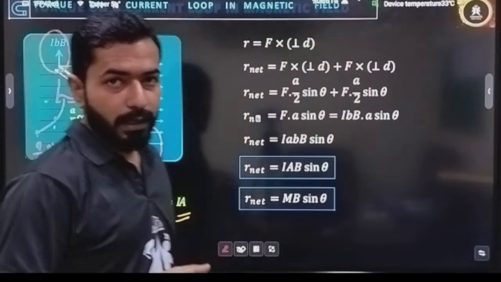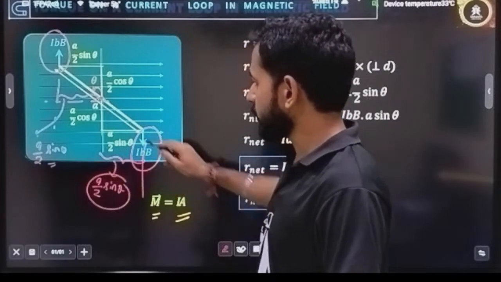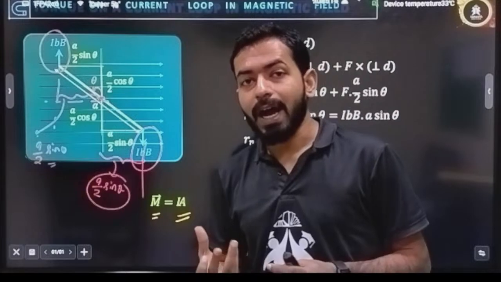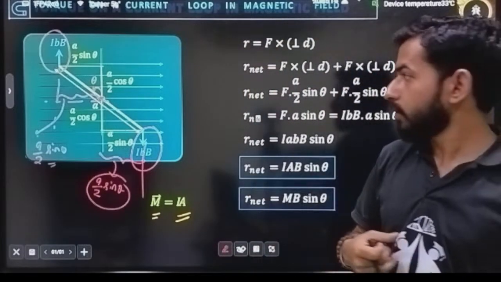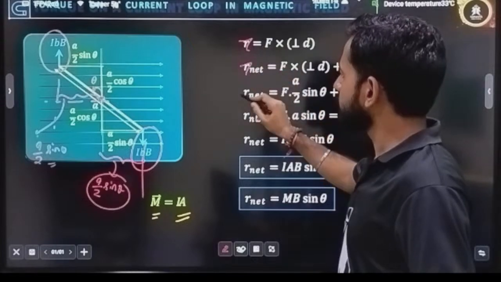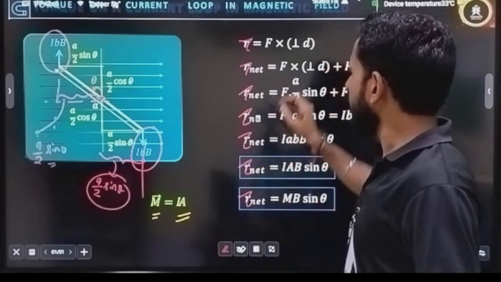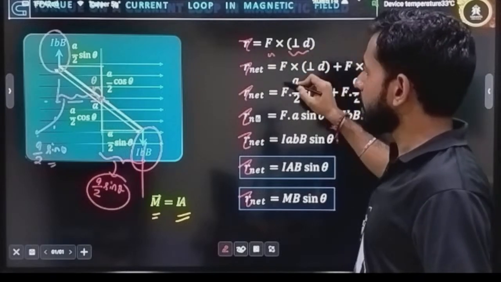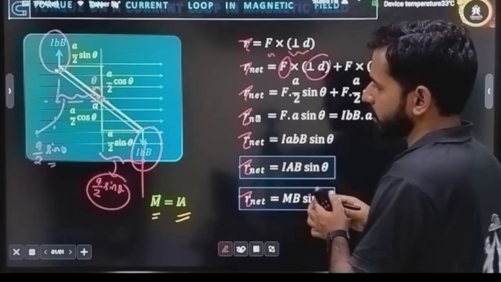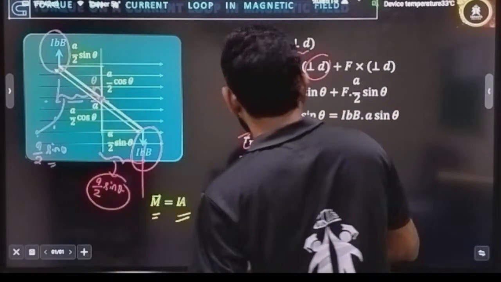So how you write the line of action of force is this, and this is the perpendicular distance from this point. Correct? So if I ask you how to write torque, torque is what? R into perpendicular distance. Firstly, you will be writing R. Net torque, if I have to write, this is the net torque. How will you write it? Force into perpendicular distance. Force I already mentioned, and into perpendicular distance. Here also A by 2 sin theta, and here again A by 2 sin theta.